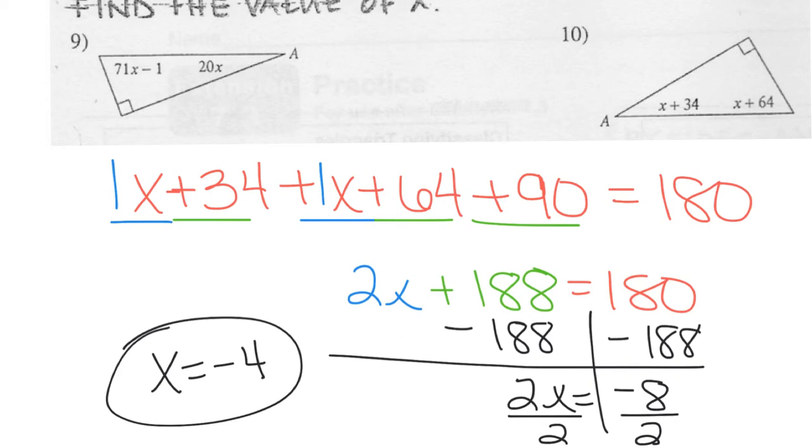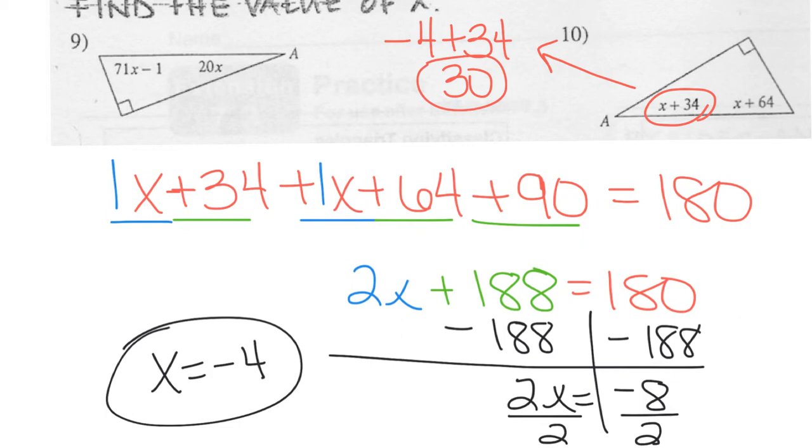Now with number 10, I just want us to take a second and find the value of these other two angles. You already know that you have a 90-degree angle, but we have one of them that says x plus 34. Well, we now know that x is negative 4. So if I want to figure out what this is, I would replace the x with negative 4. So instead of x plus 34, I have negative 4 plus 34. And I find out that this is a 30-degree angle.